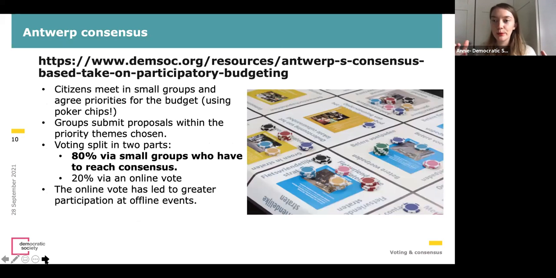So another small example, we've touched on this a bit before, but Antwerp. So they did small group consensus-based decision making. So 80% of the final decision was through consensus, and then they also had 20% of people doing an online vote as well. So that all kind of merged together as part of the final decision.